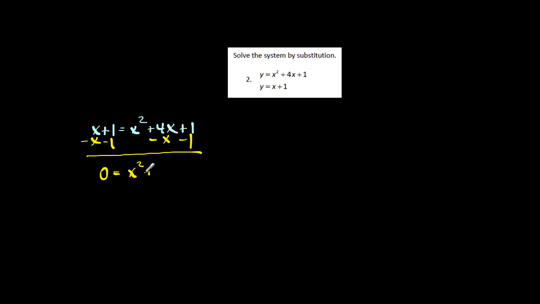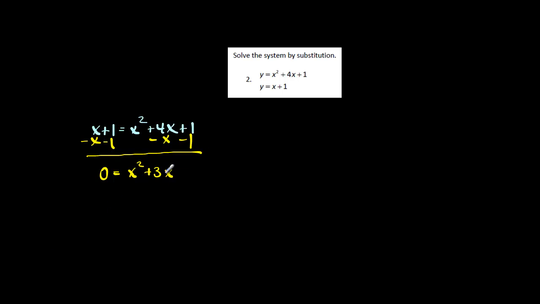All right, this one we're solving by substitution. So because we know what y equals, we're going to substitute in for y. So we're going to have x plus 1 equals x squared plus 4x plus 1. Let's move these terms over to the right side since the x squared is positive over there. So we're going to subtract x and subtract 1 from both sides. So we have 0 equals x squared plus 3x, and then those cancel.